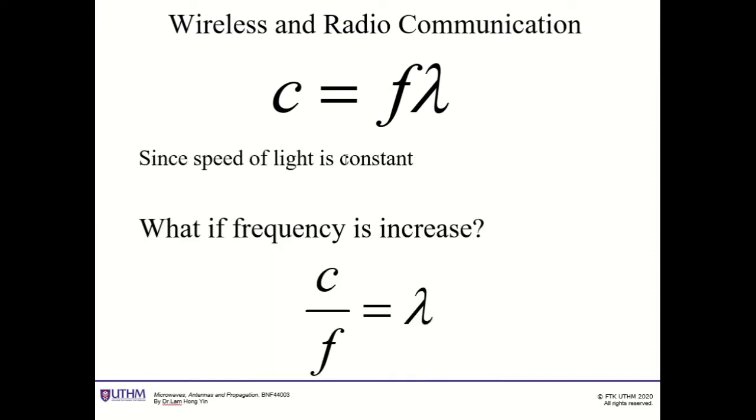We know that the speed of light is constant. So for example, if you look at Wi-Fi, which is 2.4 gigahertz, we can find the lambda using the equation over here. Why is lambda important? Because we use this value, the wavelength, mostly to design antennas, RF and microwave devices. So this value, lambda, is important.